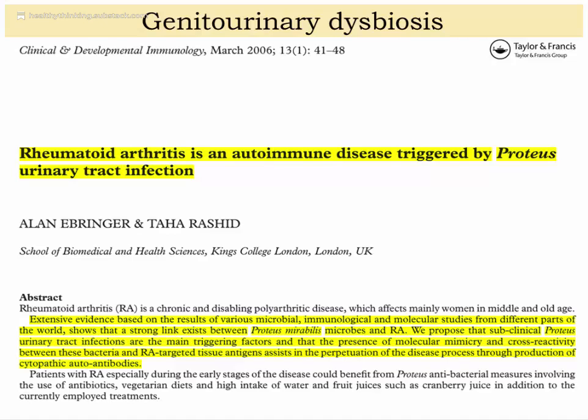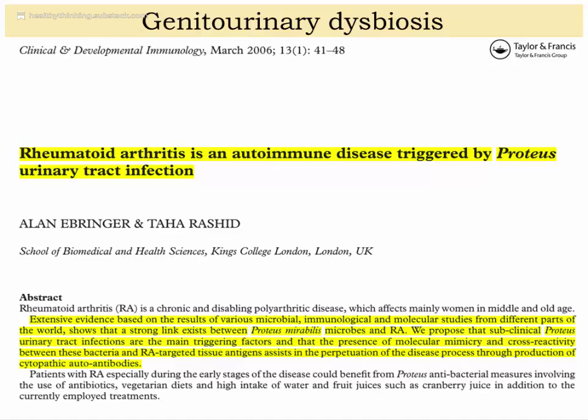They're suggesting, through very strong clinical and experimental evidence, that Proteus mirabilis is one of the triggers of rheumatoid arthritis. The microbe exists within the genitourinary tract and can therefore be addressed by antibacterial measures, not only antibiotics, but also dietary change, high intake of water to flush the bacteria out, also fruit juices such as cranberry juice to reduce the total microbial load within the genitourinary tract, and obviously these patients can still receive anti-inflammatory drugs as needed. So this is one of many, many citations supporting the use of a multi-component treatment approach to addressing genitourinary dysbiosis in patients who have inflammatory and autoimmune disease.